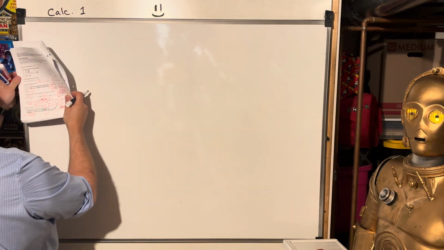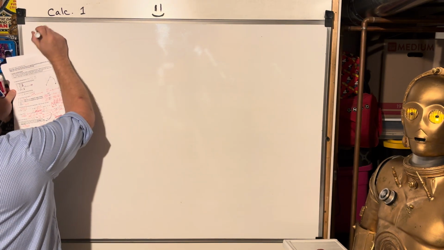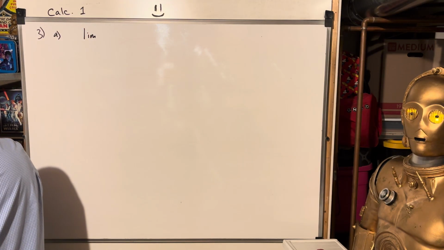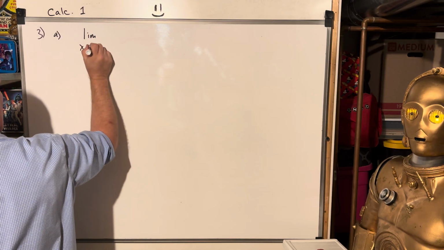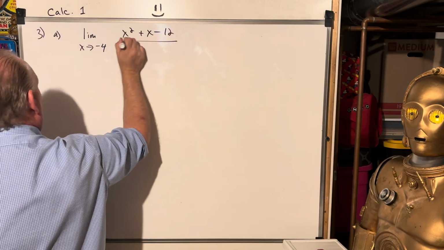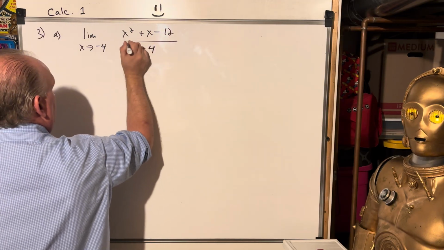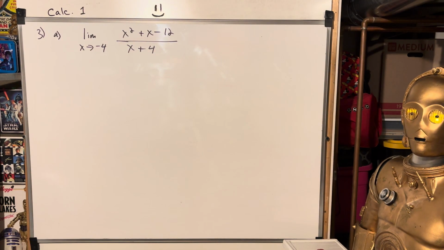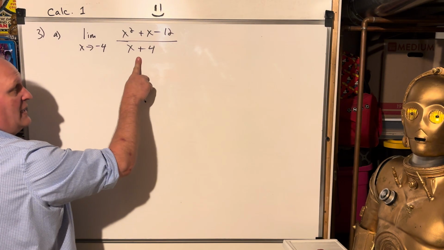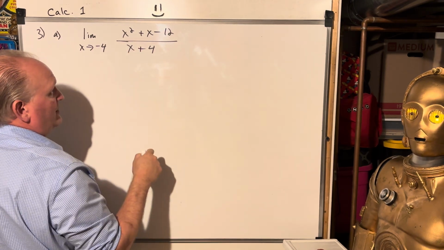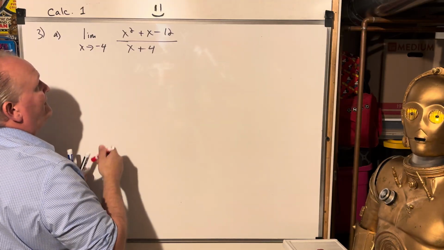And continue on here. We got 3a, find the limit as x approaches -4 of (x squared plus x minus 12) over (x plus 4). Now, again, there's a couple of ways we can find limits. Sometimes it's just as easy as substituting it in, but if we substitute it in right now, we have -4 plus 4, that's 0 on the bottom. That's bad. So we can do this problem, but what we're going to do is factor it.